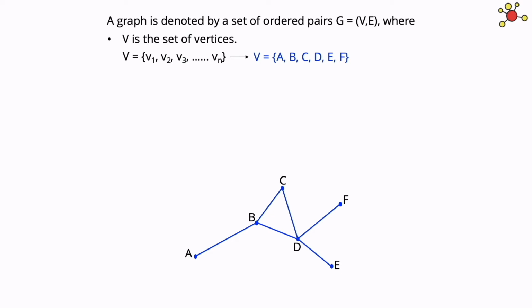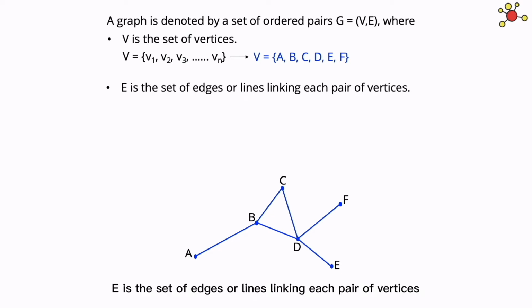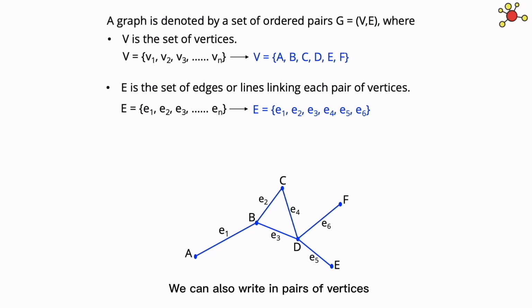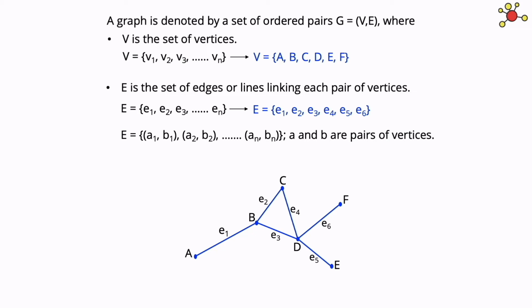What is E? E is the set of edges or lines linking each pair of vertices. We write it in set form E1, E2, E3 until En. From the graph below, E1, E2, E3, E4, E5, and E6 are the elements of set E. We can also write them as pairs of vertices such as (A1, B1), (A2, B2), and so on, until (An, Bn). A and B are pairs of vertices. All the pairs of vertices are written in brackets.